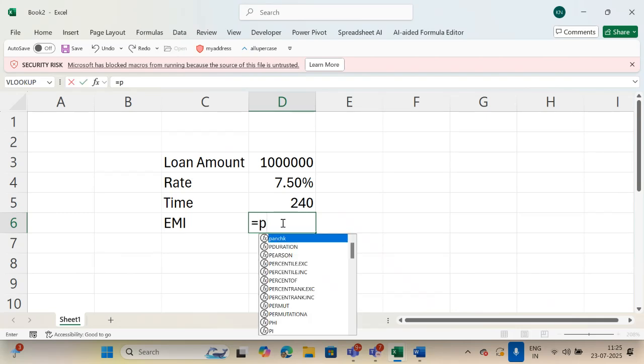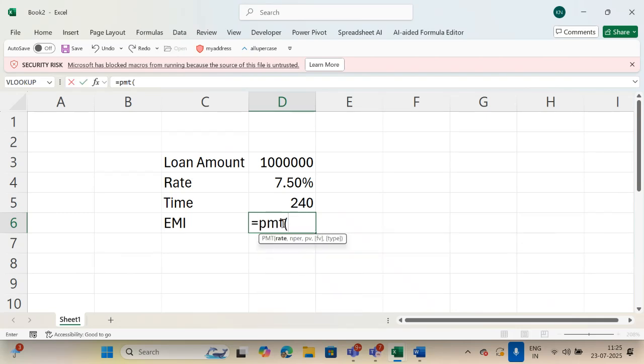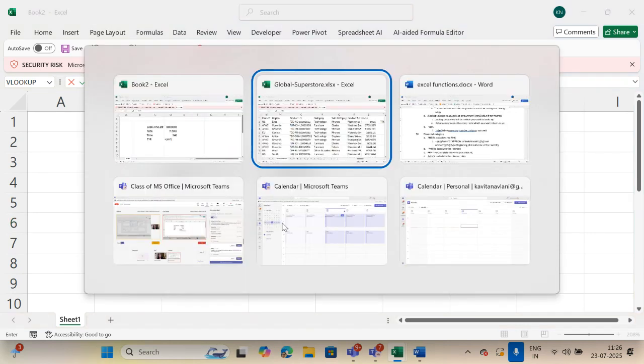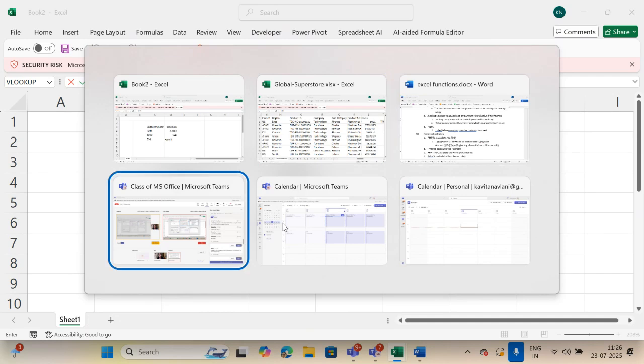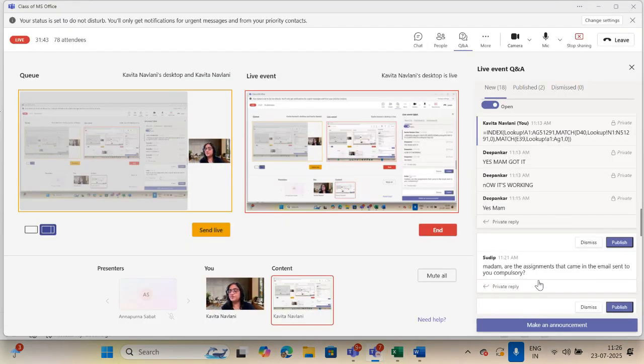EMI is equal to PMT. Now, before calculating the PMT, you should understand inflow and outflow. What is inflow and outflow? Can you give me the clarification on inflow and outflow?